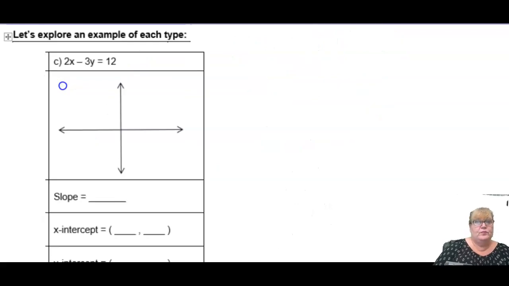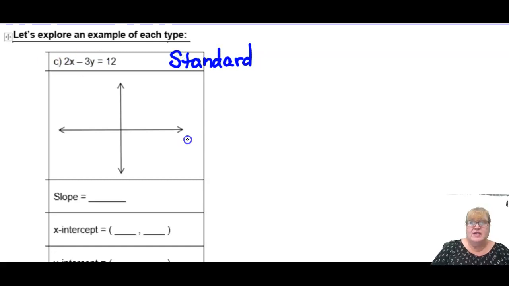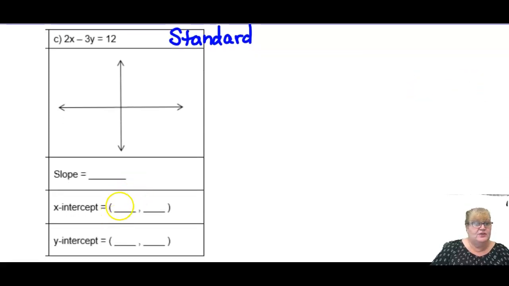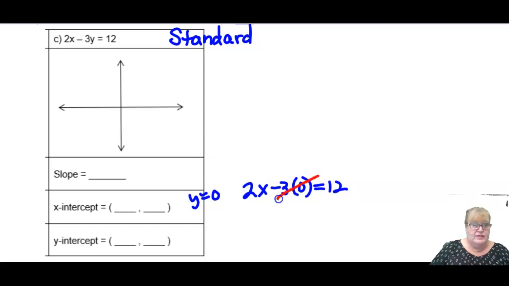All right. Last form is standard form. See how pretty it is? There's no fractions. There's x and y on the same side. It looks all nice. But it is not super useful for finding the slope. It is easy to find intercepts. So if we do that, we put in y equals 0 here to find this one. So we'd have 2x minus 3 times 0 equals 12. Well, 3 times 0 on a good day is 0. So then all we'd need to do is divide by 2, and we'd have x equals 6.